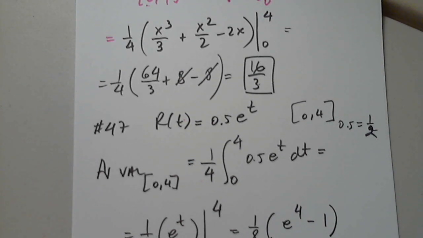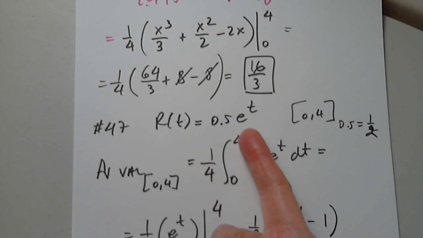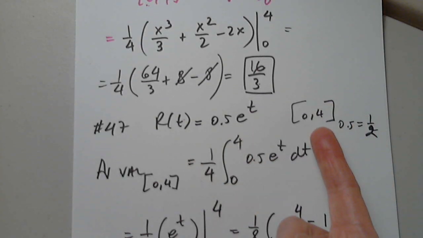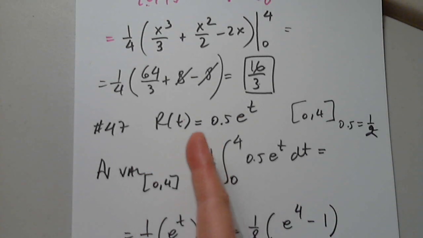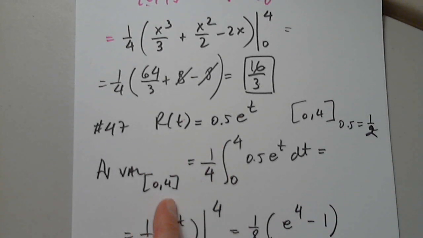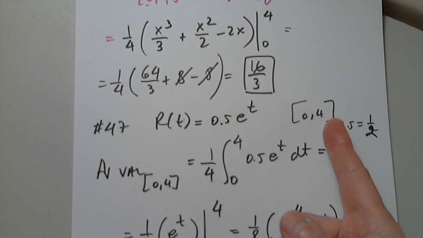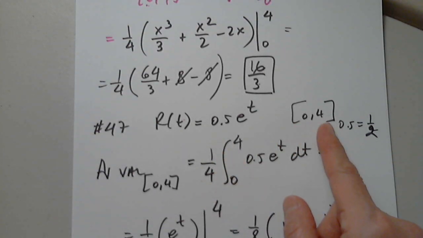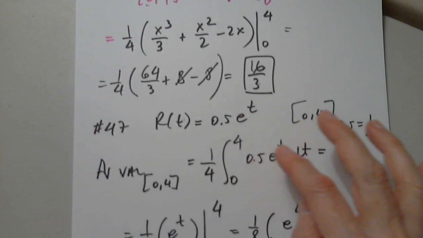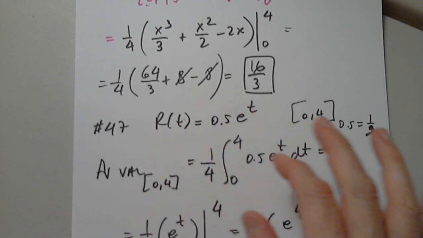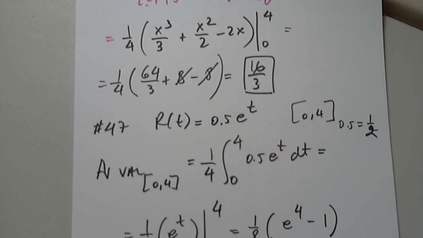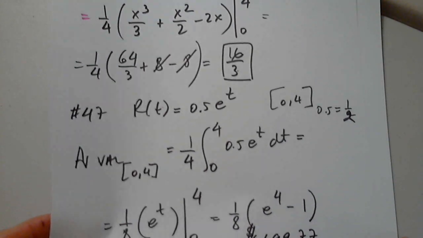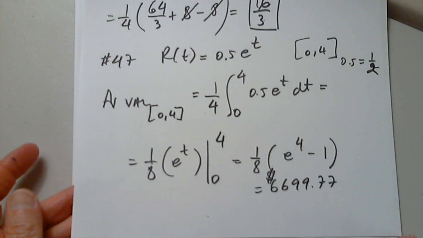If we are given a function, we are given an interval, to find the average value of that function on the given interval, we have 1 over b minus a, the integral from a to b of f of x dx, or of f of t dt, or of r of t dt. That's how we apply the formula. Any questions?